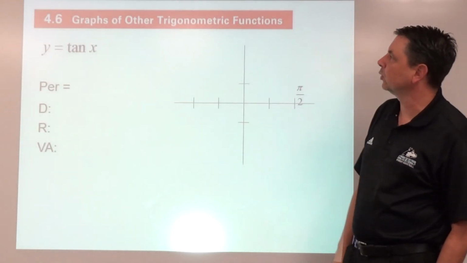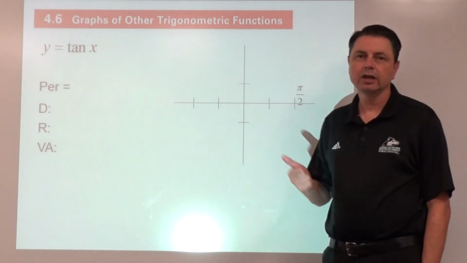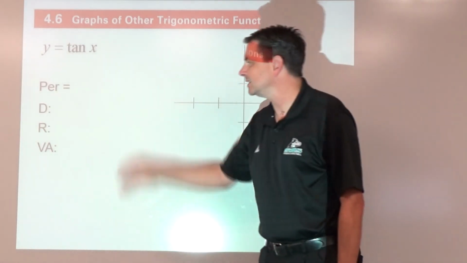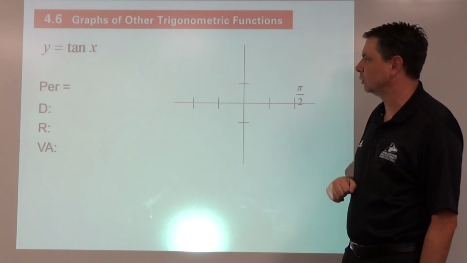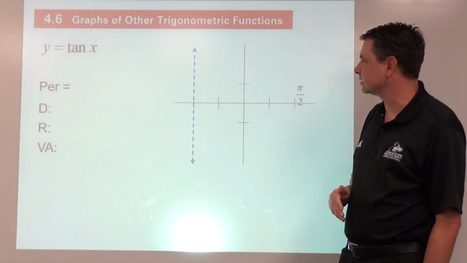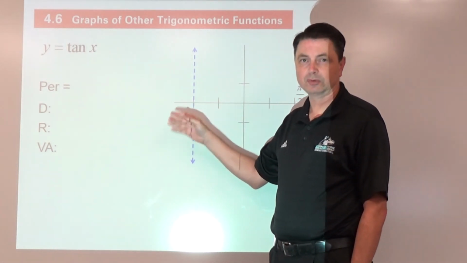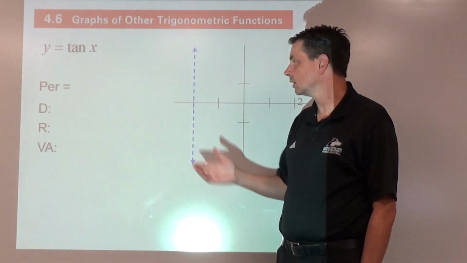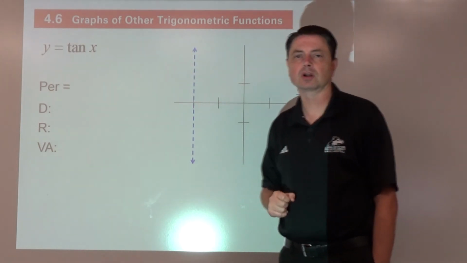All right, lesson 4.6, graph of other trig functions. So we're talking about tangent, cotangent, cosecant, and secant. We're going to start with tangent. We've got pi over 2 marked here. And so we're going to be asking things like, what is the tangent of negative pi over 2? If I think of that, it's something divided by 0. So that's undefined. So when we have an undefined value, we have a vertical asymptote.